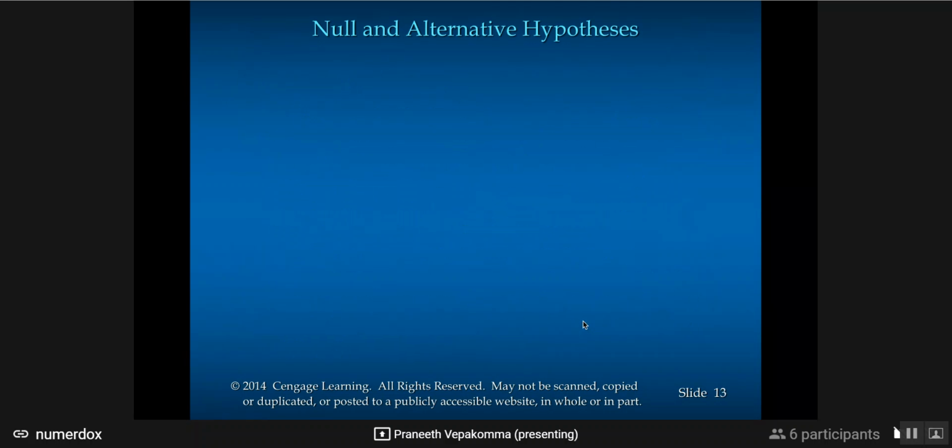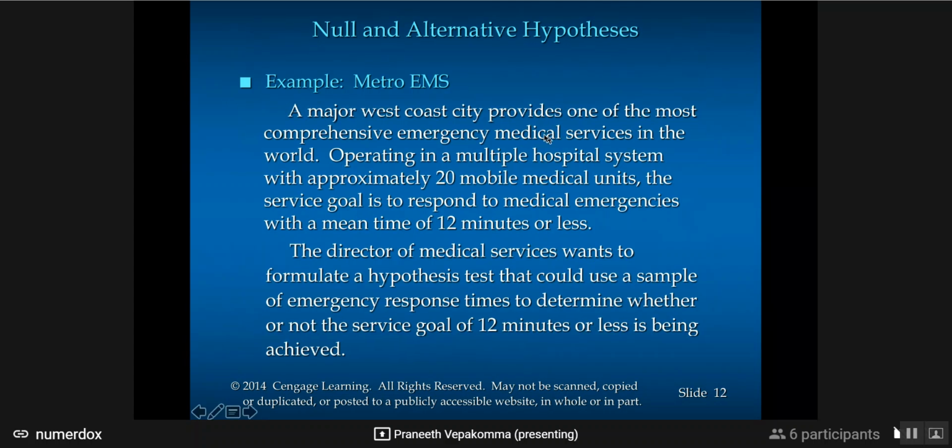Okay, some nice story here. Now, a major West Coast city provides one of the most comprehensive emergency medical services, something like 911 services, right? Emergency medical, paramedical services in the world. Okay, some city. Operating in a multiple hospital system with approximately 20 mobile medical units, so 20 ambulances and everything. The service goal is to respond to medical emergencies with an average response time of 12 minutes or less, right?